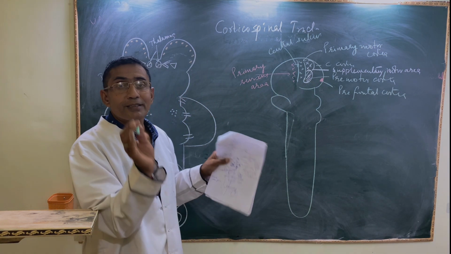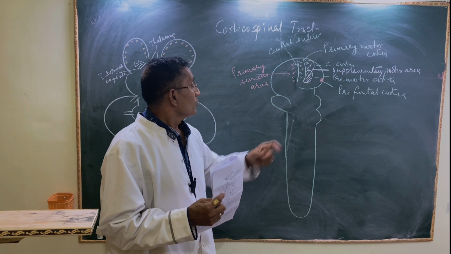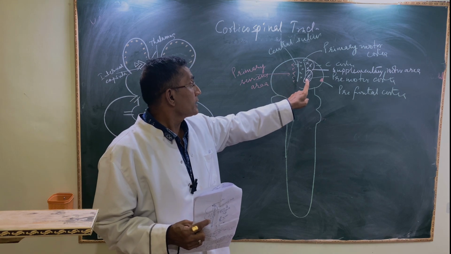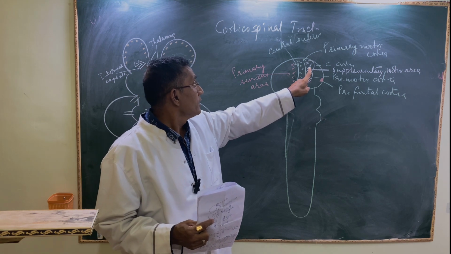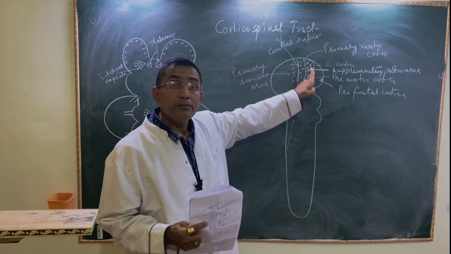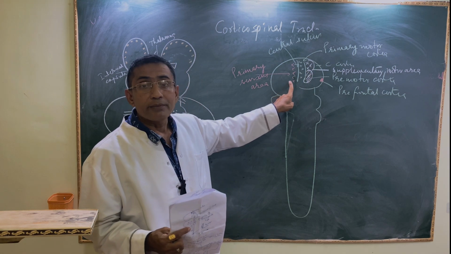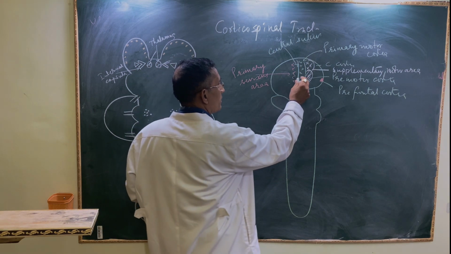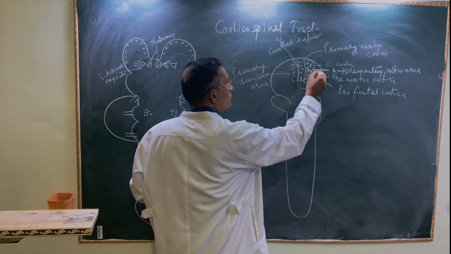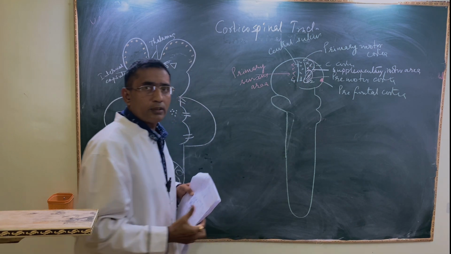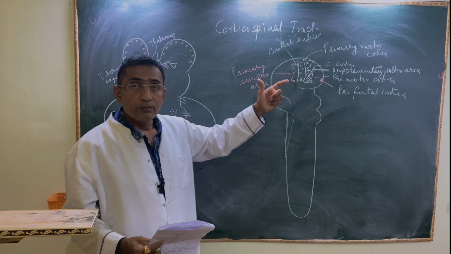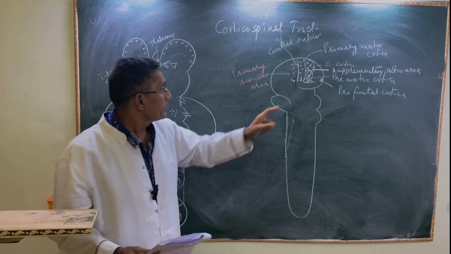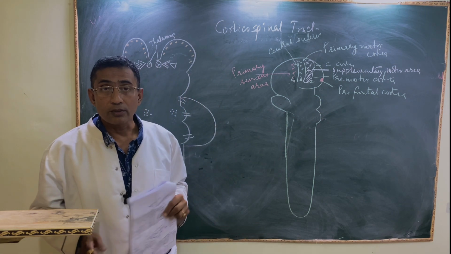I have given information about some centers: one is primary motor cortex, another is premotor cortex, then another is supplementary motor area and the primary sensory area. So these are the areas. Say this is number 1, then 2, 3 and 4. So these 4 areas are involved mainly in controlling the corticospinal tract. There is another area I have drawn here, prefrontal cortex.